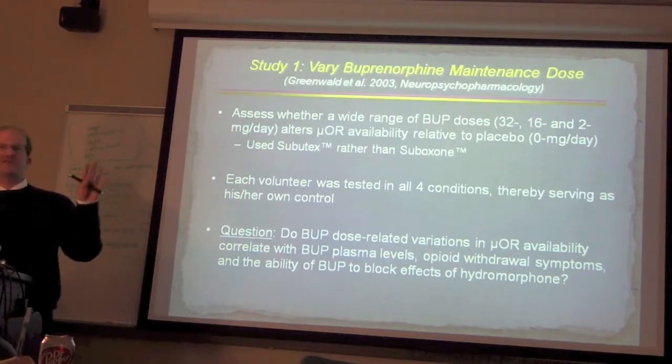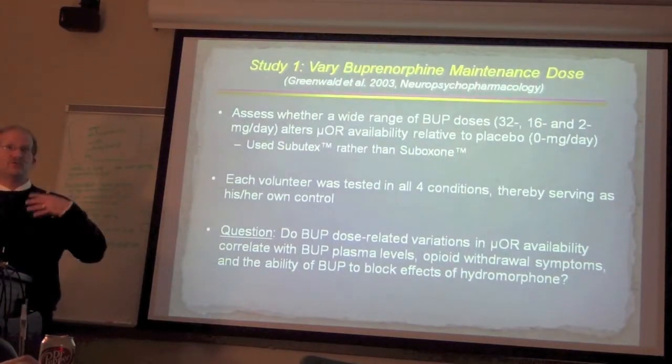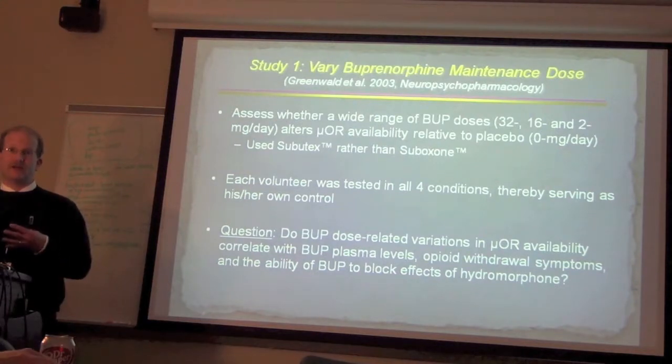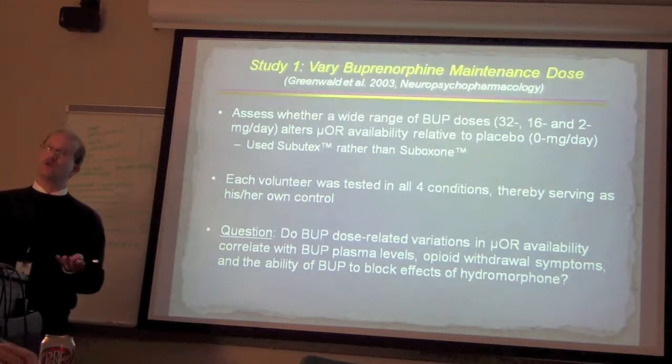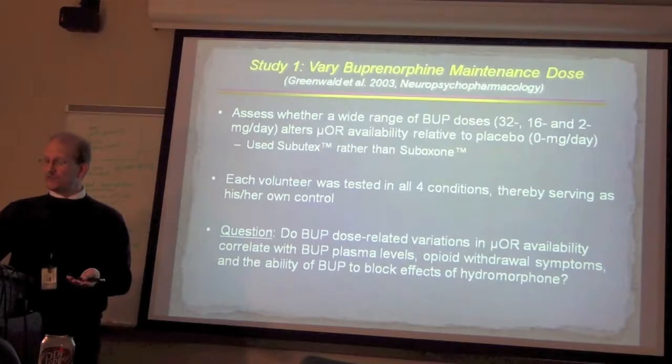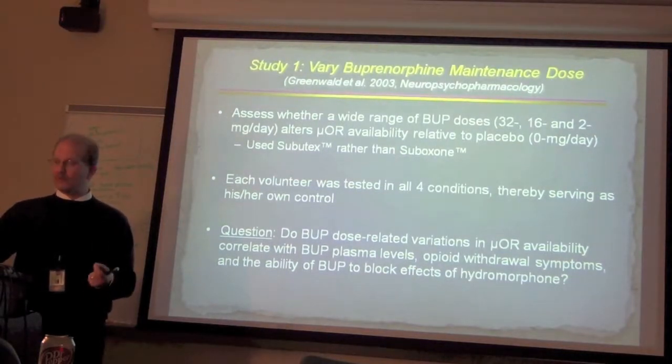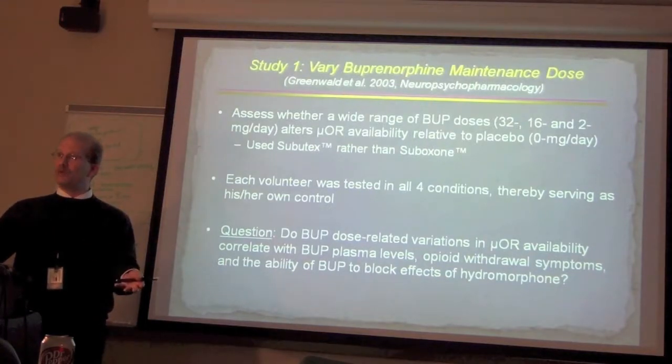Each individual was tested at 4 doses on different weeks. So it was a within-subject crossover design. Each person served as his or her own control. And the question was, do buprenorphine dose-related variations in mu receptor availability correlate with its plasma levels, with other clinically relevant effects, including withdrawal symptoms, and its ability to block the effects of this exogenous opioid challenge?